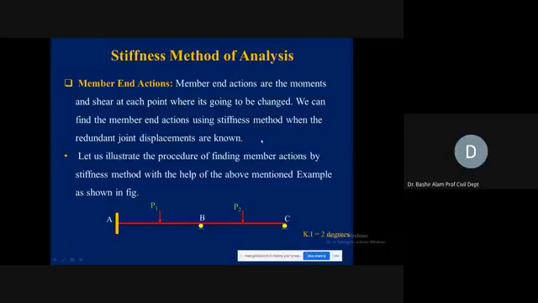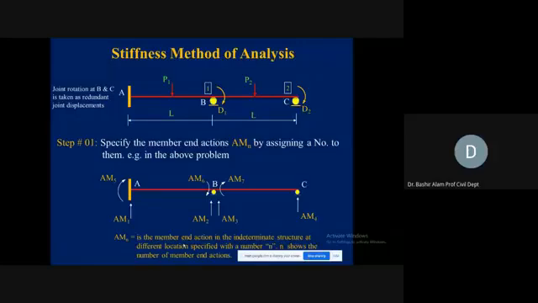After finding out the redundant joint displacements, you are in a position now to find out these member end actions. Let's illustrate the procedure of finding member actions by the stiffness method with the help of the above mentioned example. Again, the same example. P1 in the left span, P2 we have in the BC span. If member end actions, even support reactions, are required, how do we find them? Here, D1 and D2 were our unknown joint displacements. Now let's specify the member end actions that we are interested in.